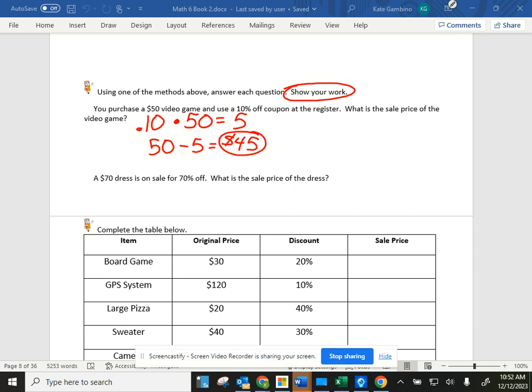Now, if I wanted to use finding the sale price directly, how would I use that formula, Melanie? You do 50 times 0.9, which is 45.